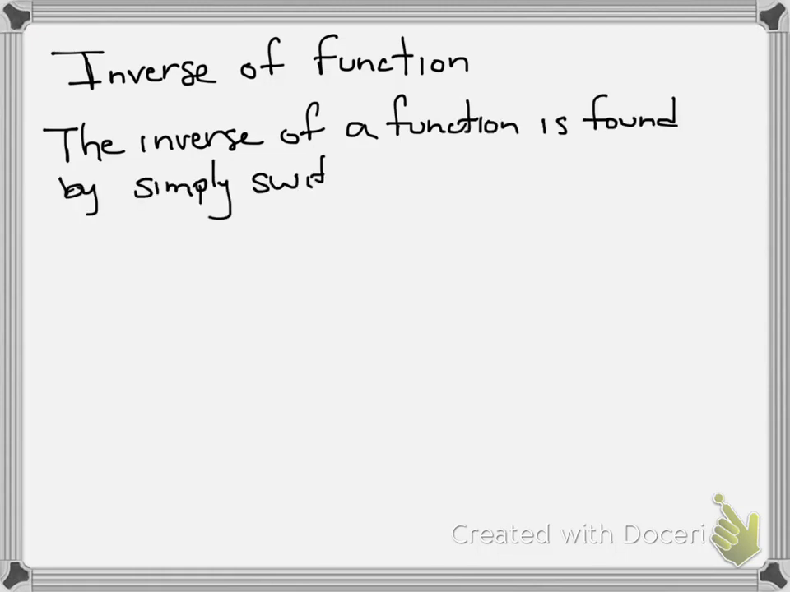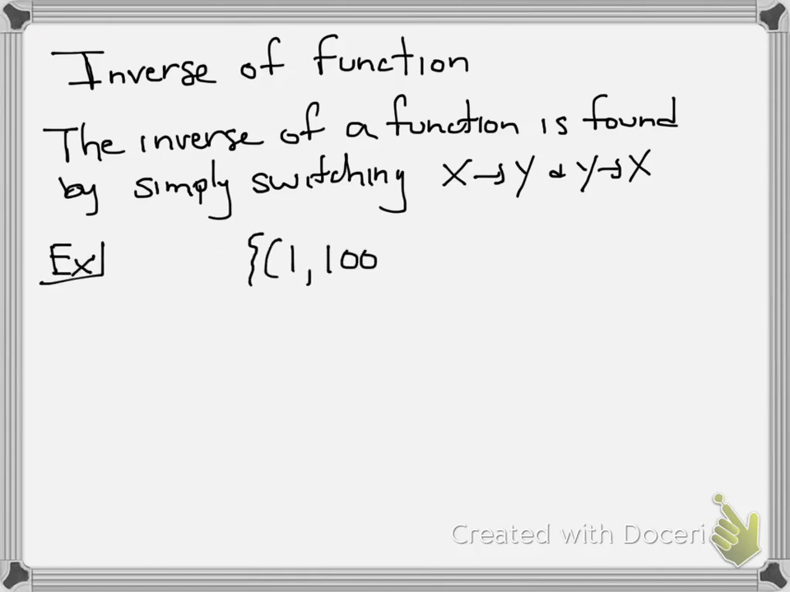The inverse of a function is found by simply switching x with y and y for x. That sounds trivial, and it is if you have a bunch of points or something like that. It becomes much more tricky if you have an equation. Okay, but just looking at our simple example, here we've got a set of points.